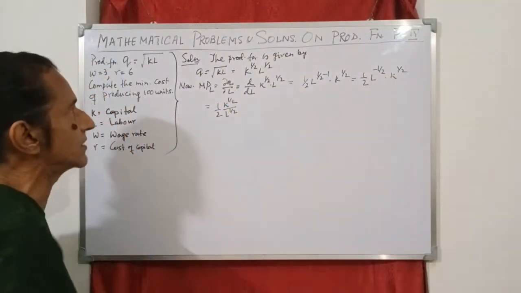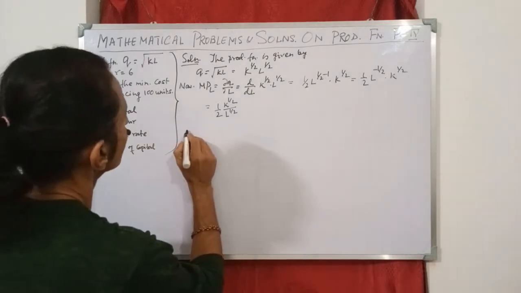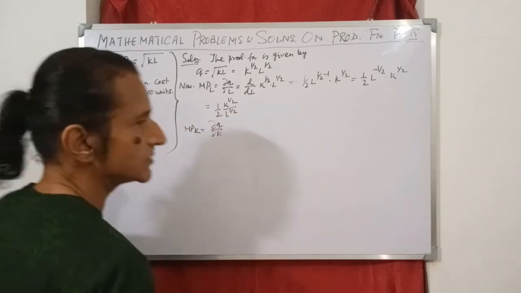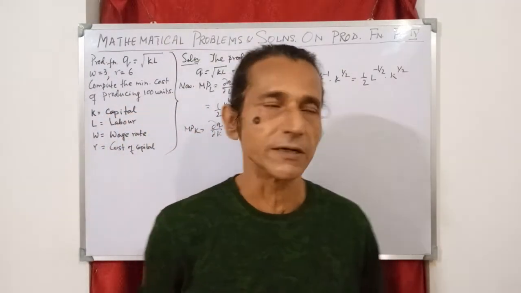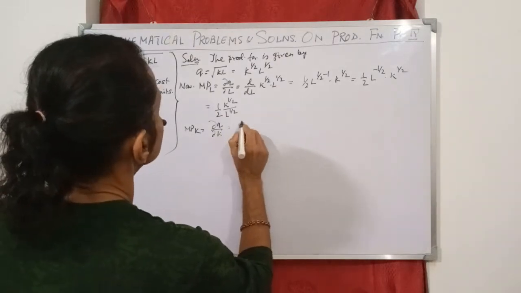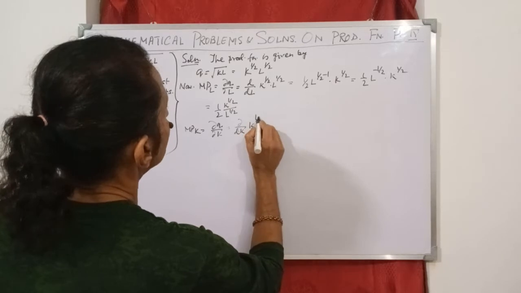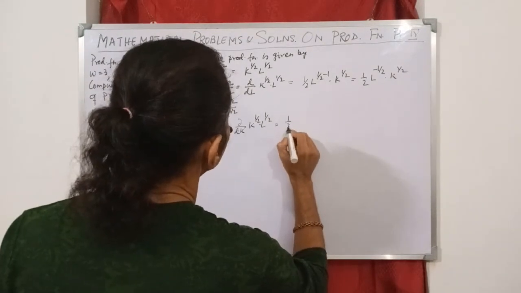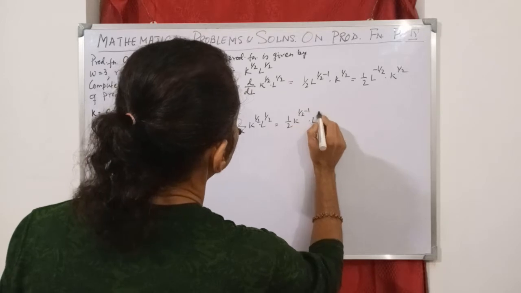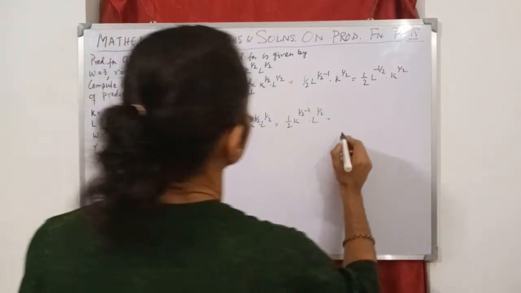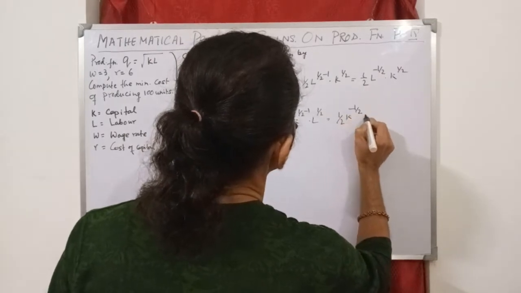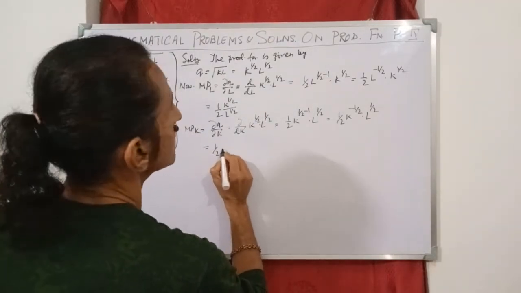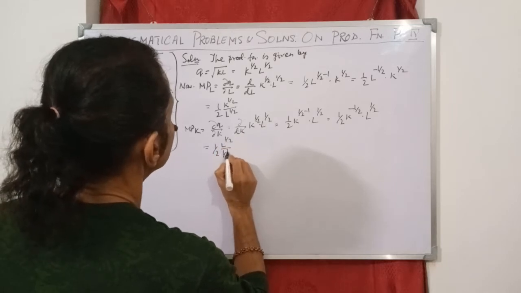In the next step, we shall find out the marginal productivity of capital, that is MPK. MPK equals del Q del K. That means we are differentiating Q with respect to K, keeping L constant. So this is del by del K of k to the power half into L to the power half, which is equal to half k to the power half minus 1 into L to the power half, equals half k to the power minus half into L to the power half, which is equal to half L to the power half divided by k to the power half.